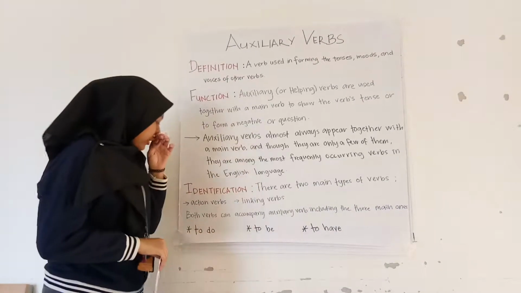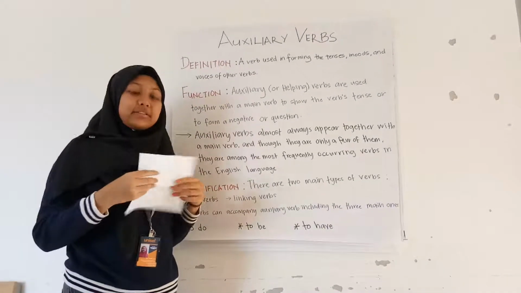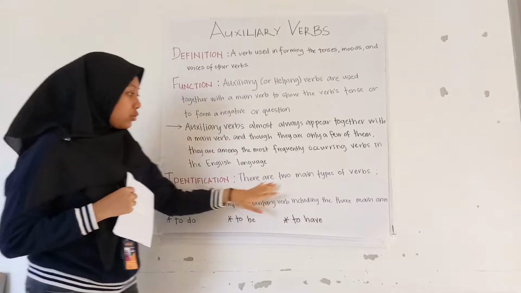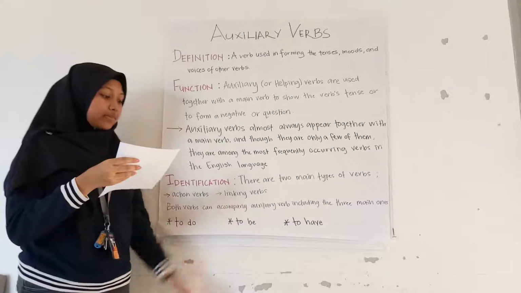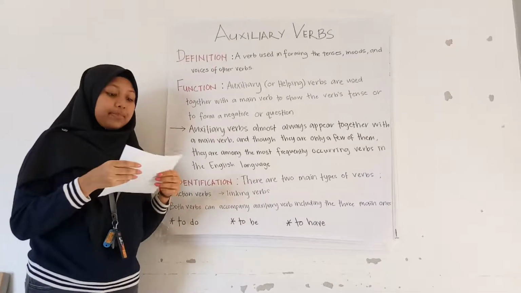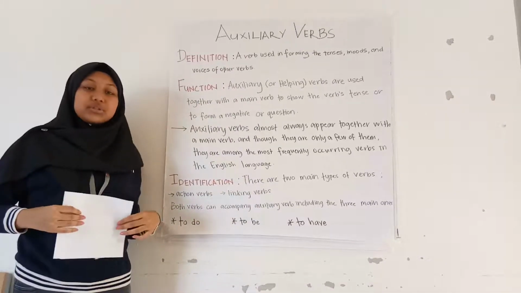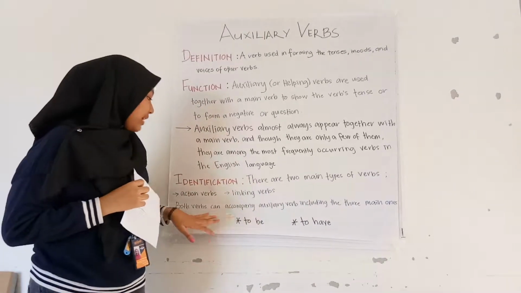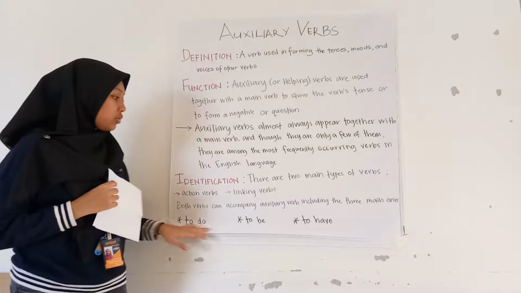I will be continuing with identification. So, how we identify and how we differentiate them. There are two main types of verbs, action verbs and linking verbs. So, action verbs are used to depict activities that are doable, and linking verbs are used to describe conditions. Both verbs can accompany auxiliary verbs, including the three main ones, which are to do, to be, and to have.